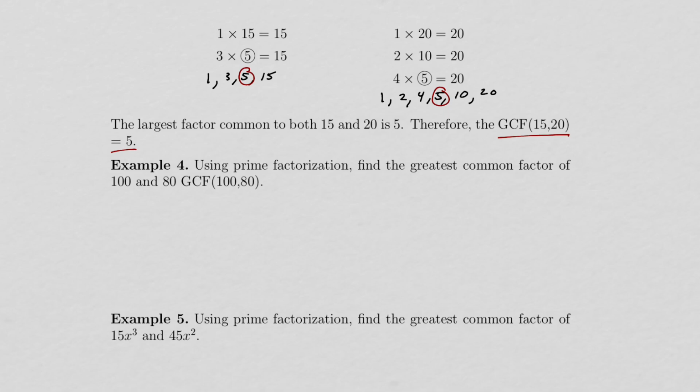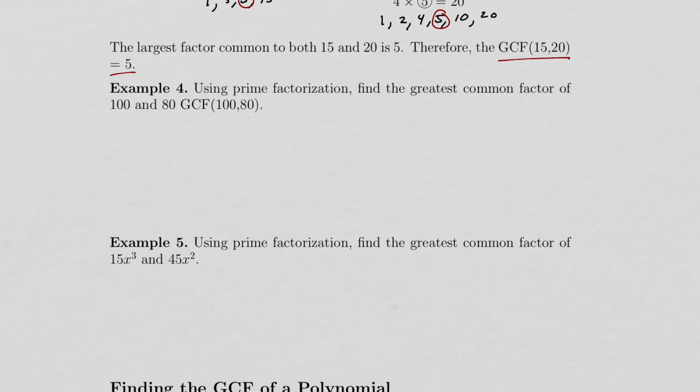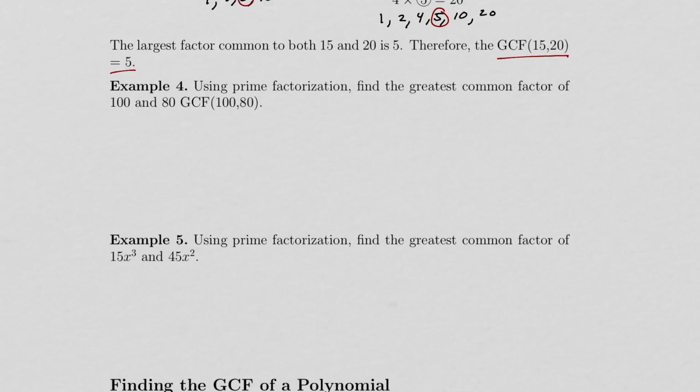So in this example, we want to find the greatest common factor of 100 and 180. To do that, I'm going to start by finding the prime factorization of each separately again. Okay, so let's do that first. So I'm going to have 100.